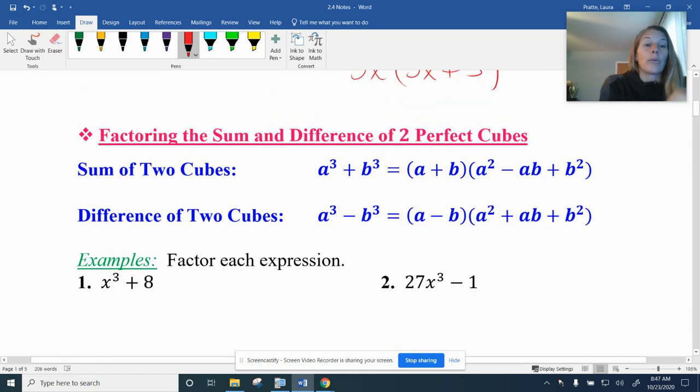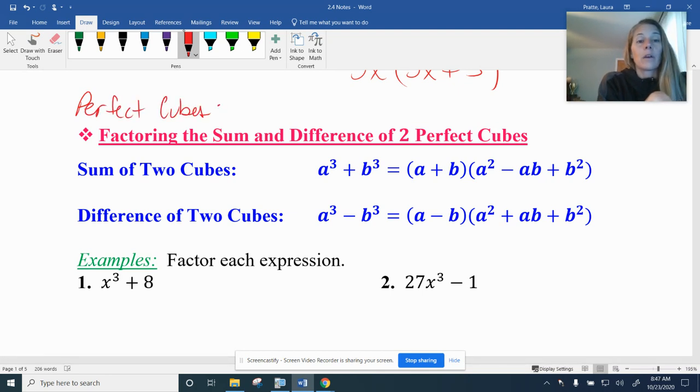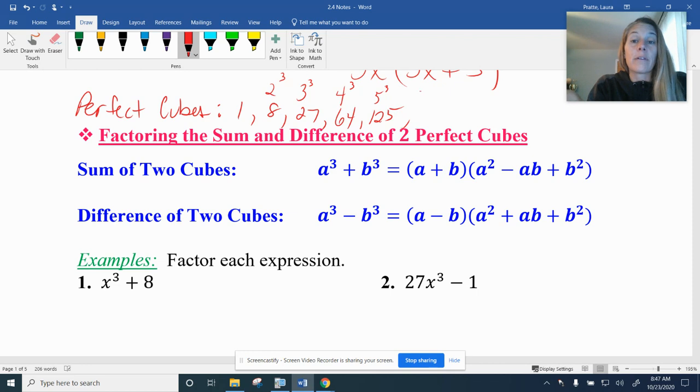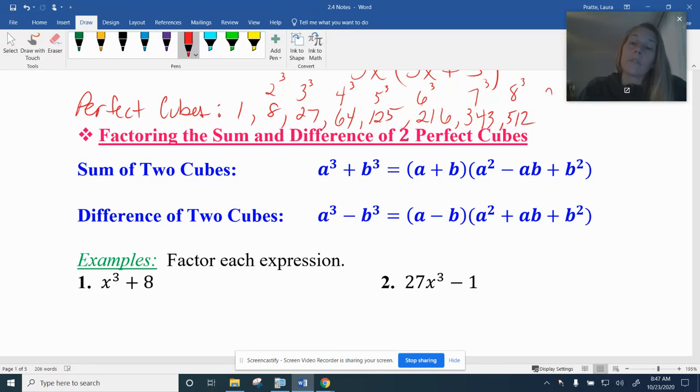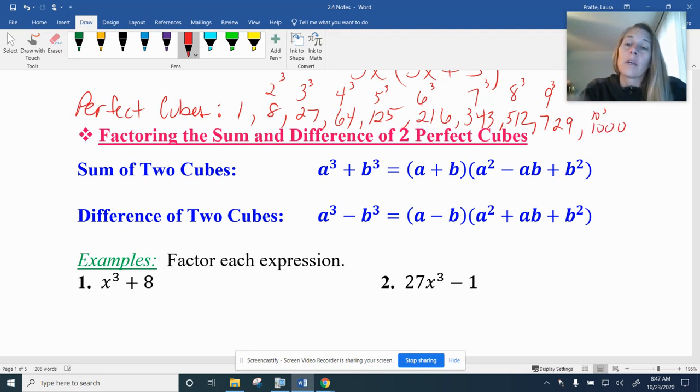Now, just to kind of list our perfect cubes here, if you want to have them as a reference. Okay, so perfect cubes. So if I did 1 cubed, I would get 1. 2 cubed would be 8. 3 cubed is 27. 4 cubed is 64. 5 cubed is 125. 6 cubed, I believe, is 216. 7 cubed, 343. 8 cubed, 512. 9 cubed, I believe, is 729. And then 10 cubed is 1000. So that's just a quick reference. Of course, you could get those on your calculator at any point.